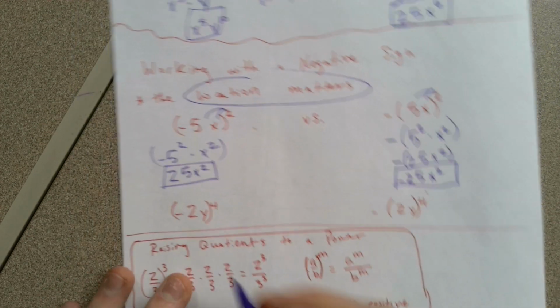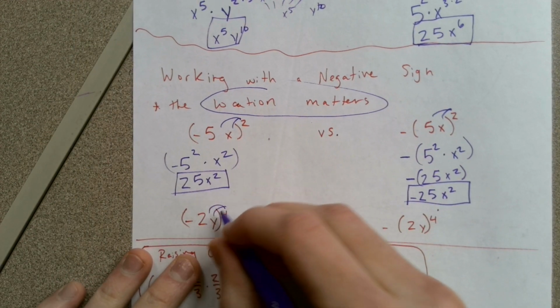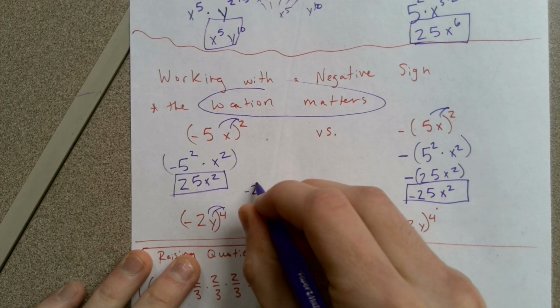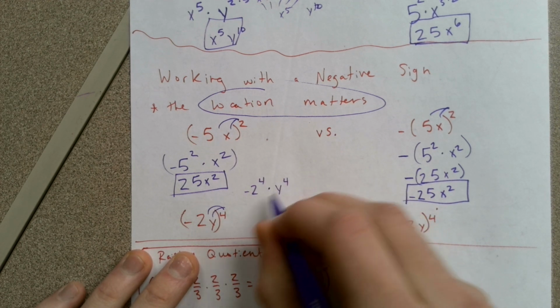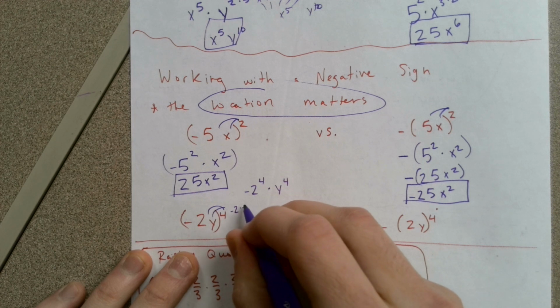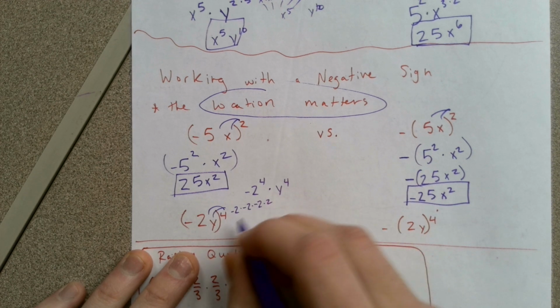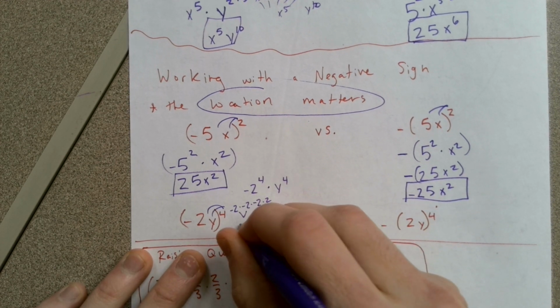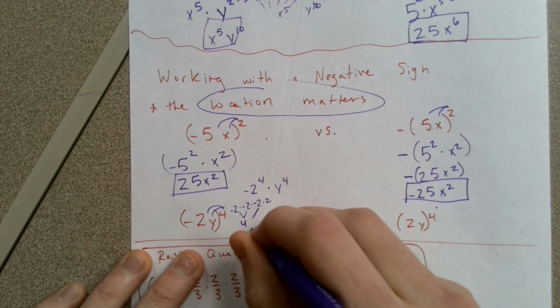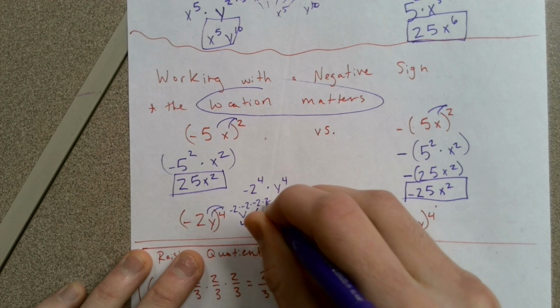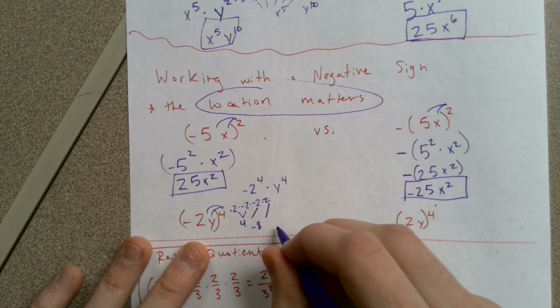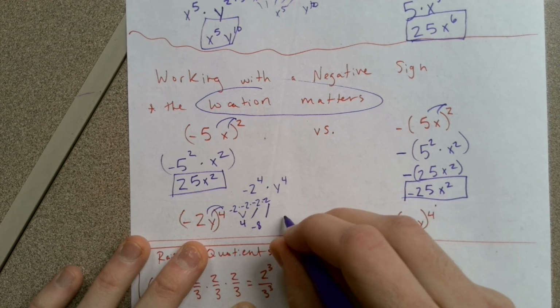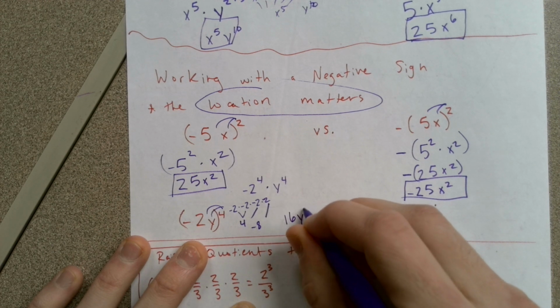Let's look at one more example of this. So I'm going to take this 4 and I'm going to pop it onto the back of each. It's going to become negative 2 to the fourth power times y to the fourth power. This is going to be negative 2 times negative 2 times negative 2 times negative 2. That makes a positive 4, times another negative 2 is going to make a negative 8, times another negative 2 is going to make a positive once again, and we're going to get to a positive 16. So here we are. We are at 16y to the fourth.